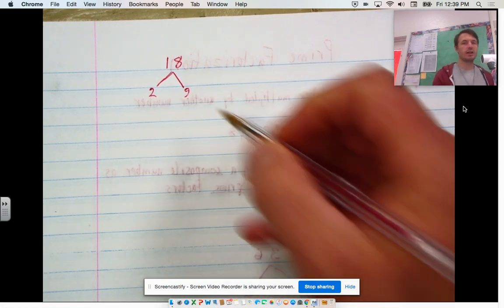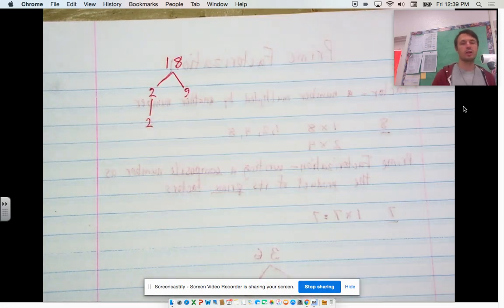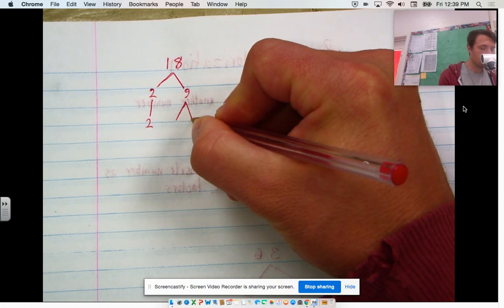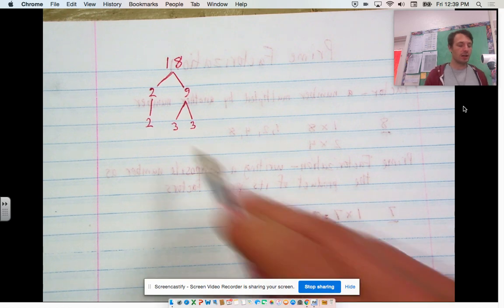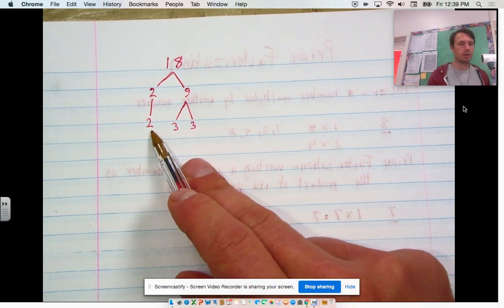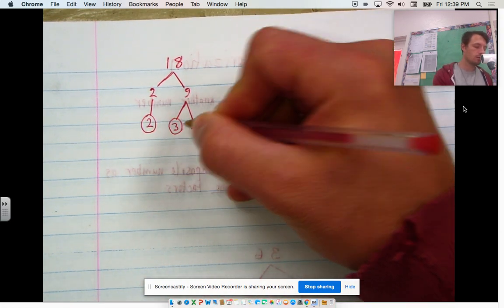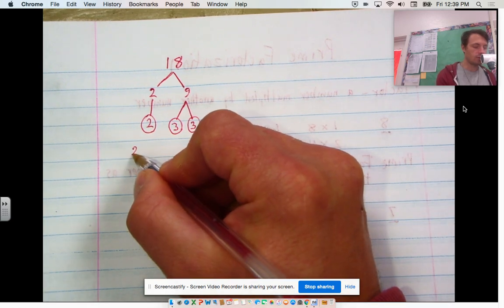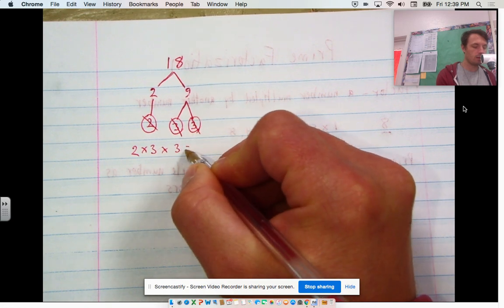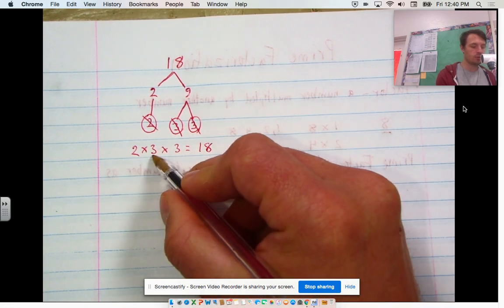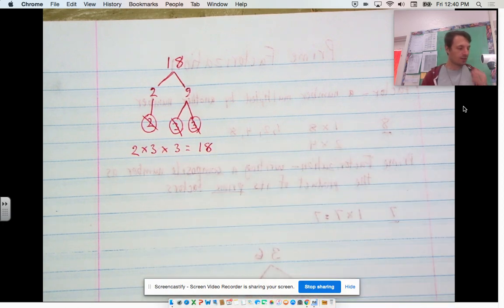Now we look at 2 and 9 and decide if either of them are prime. 2 is prime because it only has two factors, 1 and 2. 9 is not prime because 3 times 3 equals 9. Okay, now we look at these numbers and decide if they're prime. We already know 2 is, but 3 and 3 are also prime. That means we're done. And now the prime factorization is 2 times 3 times 3. And we know we did it right if it equals 18. 2 times 3 is 6. Times 3 is 18.